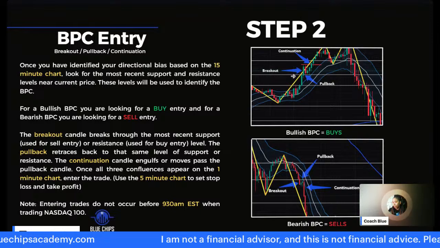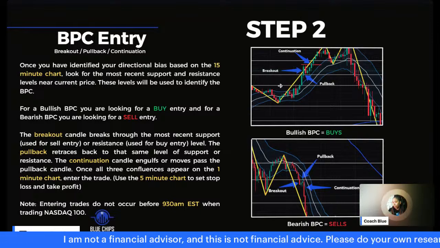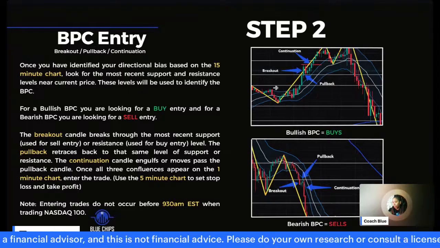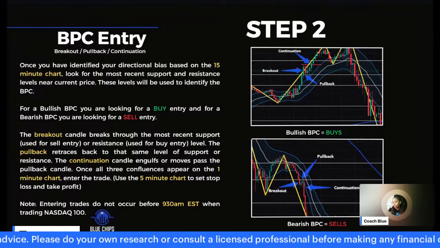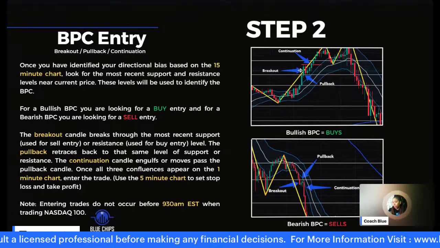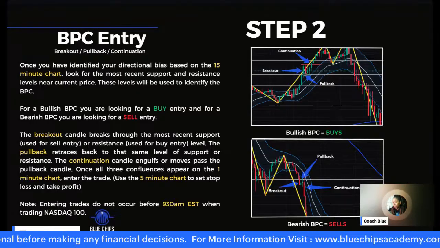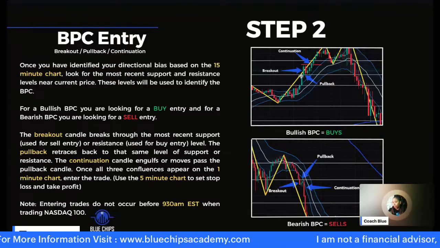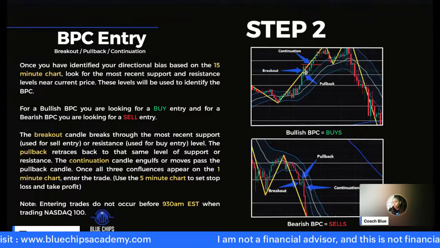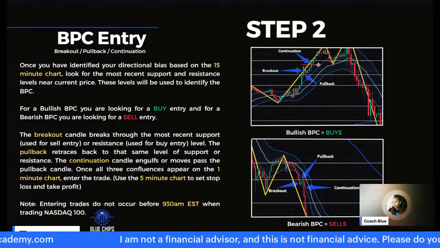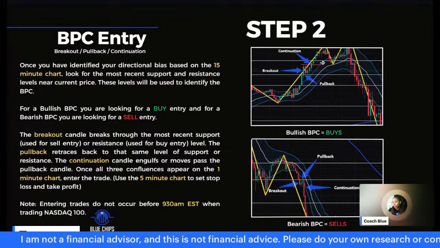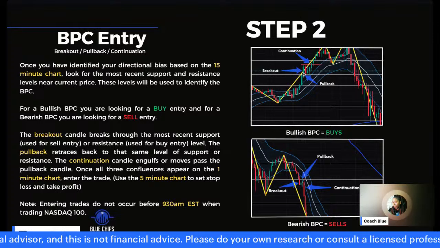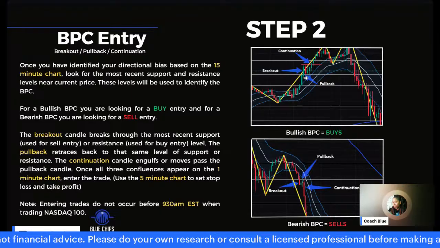Okay. So in this example here, we have support and we have resistance. On a bullish BPC, we're looking for the breakout to happen and break through the level of resistance, which is what it did here. So this is our breakout candle. Here's our pullback candle, where price moves down to or near the most recent key level. And then our continuation has to break past our pullback area. That's the continuation. So once we see these three confluences, we enter a buy.